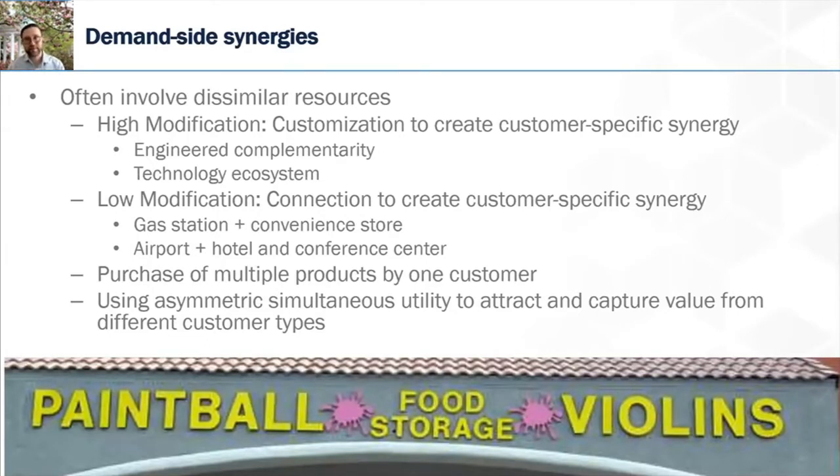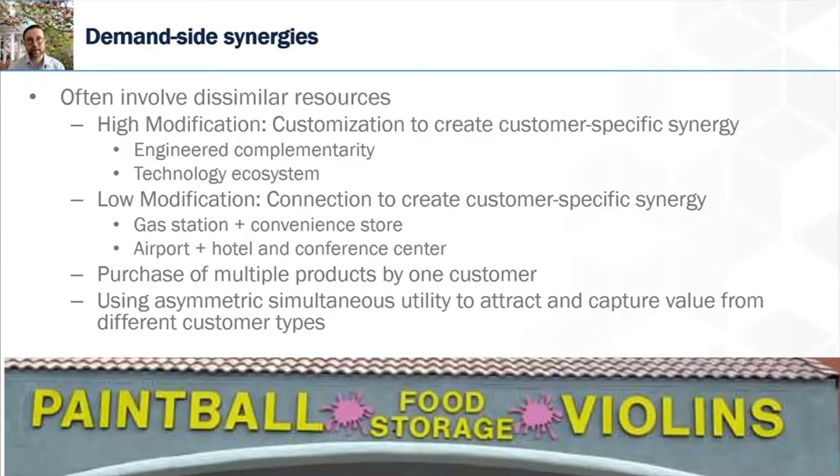Not all engineered complementarity is going to be a demand-side synergy. For example, when parts manufacturers are located close to product assemblers, that lowers transaction costs between them and transportation costs. So that's engineered complementarity, so that they can work better together, but that is not a demand-side synergy.